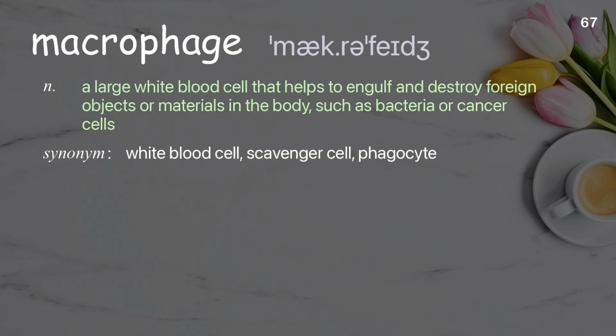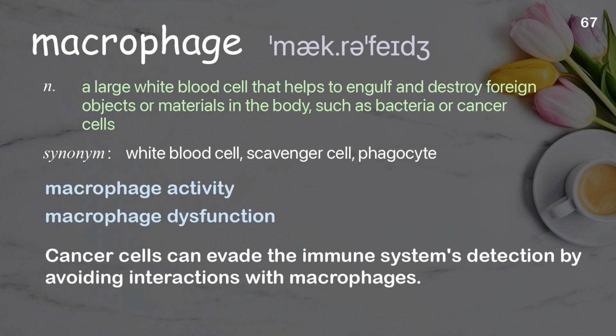Macrophage. A large white blood cell that helps to engulf and destroy foreign objects or materials in the body, such as bacteria or cancer cells. Examples: Macrophage activity. Macrophage dysfunction. Cancer cells can evade the immune system's detection by avoiding interactions with macrophages.